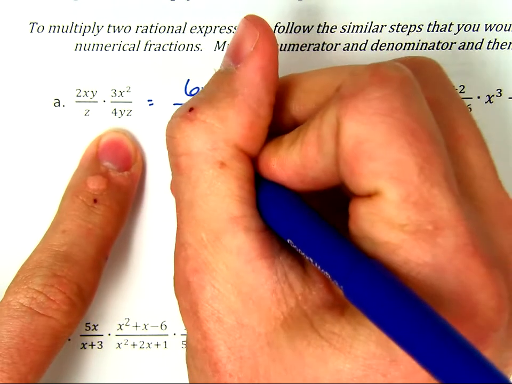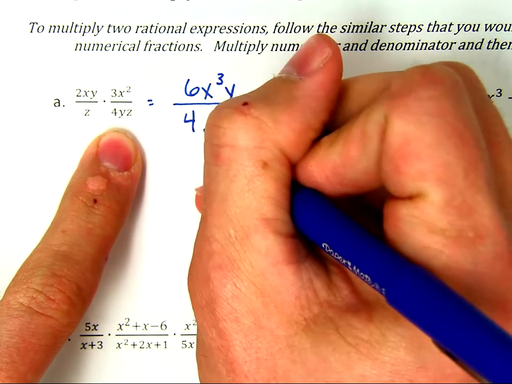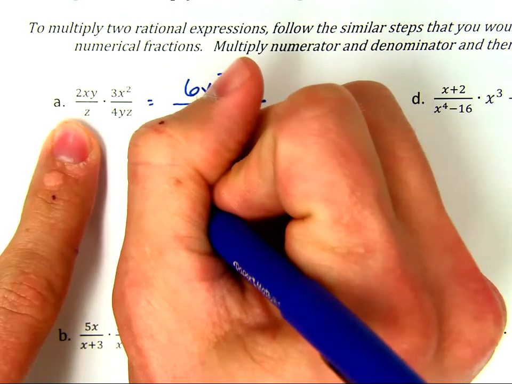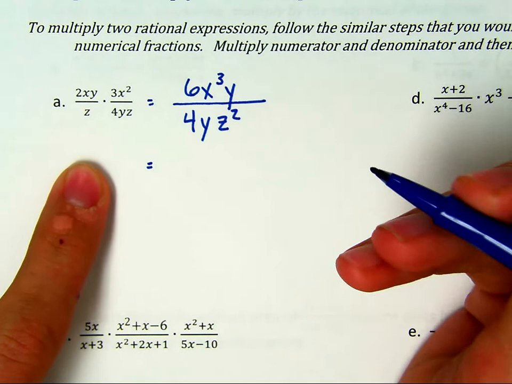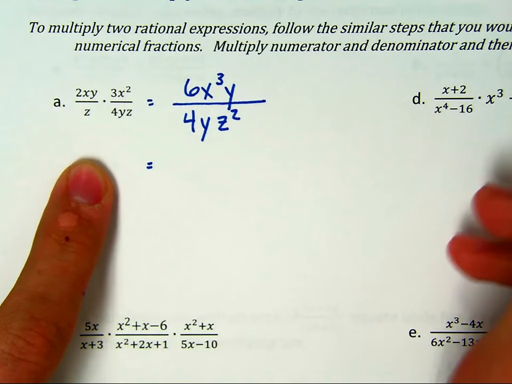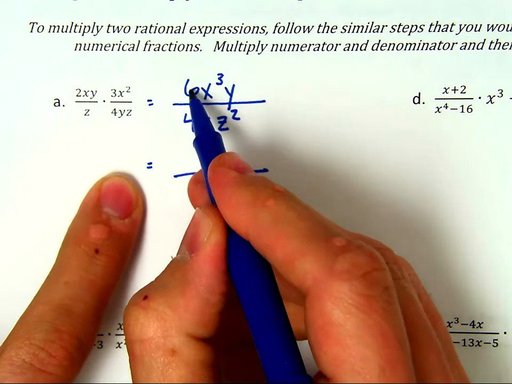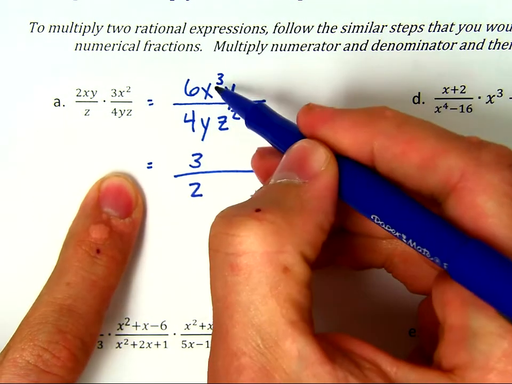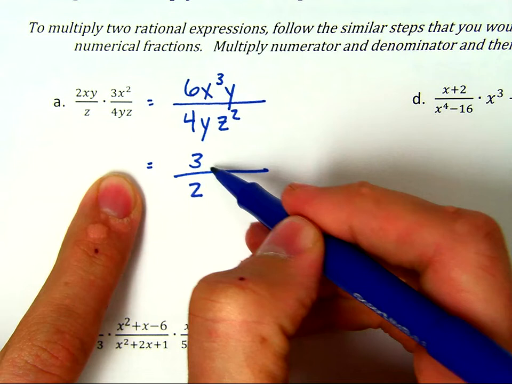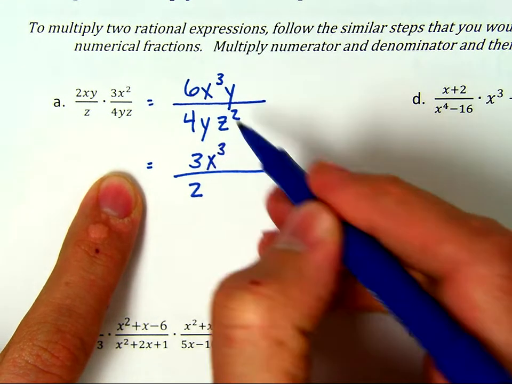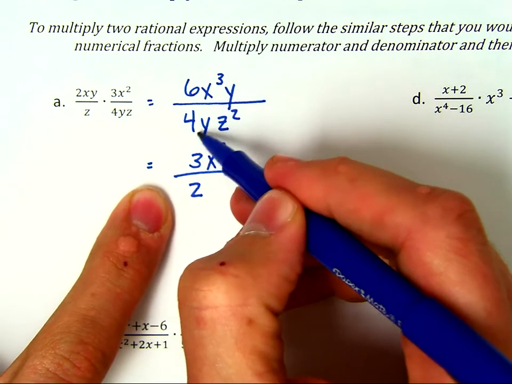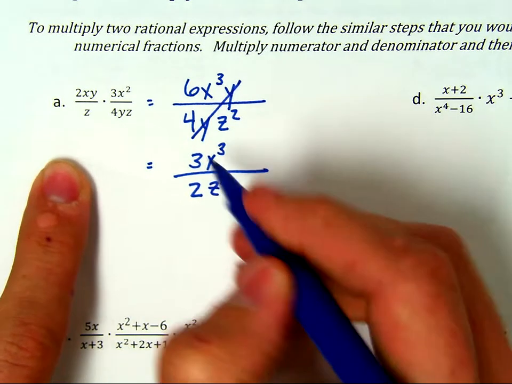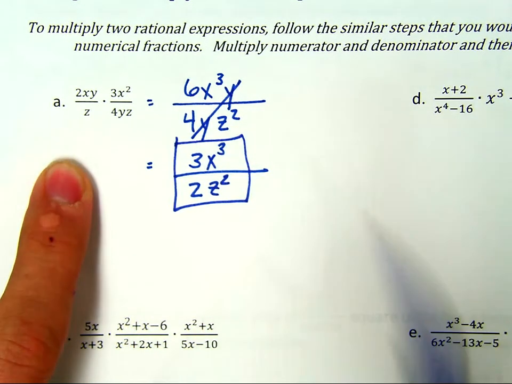In the denominator, I only have the 4 as my integer, and I have the 1y, and then I have 2z, so that gives me z squared. Okay, so we're going to multiply, and then we're going to simplify the fraction. So 6 over 4 simplifies to 3 over 2. X to the third, I don't have any x's in the denominator, so that's going to stay. My y, I've got a y and a y, those are going to cancel. And then we've got z squared. Okay. That's your answer.